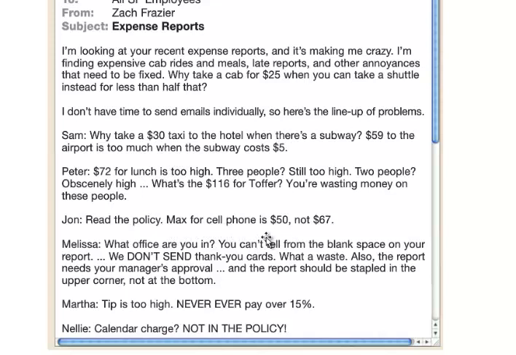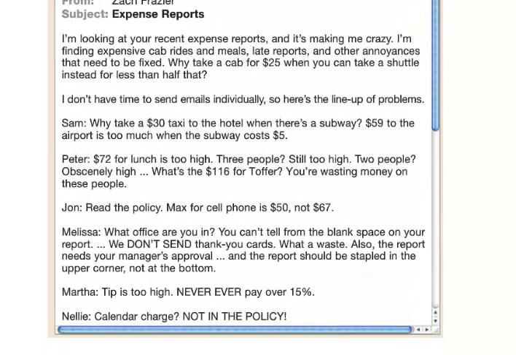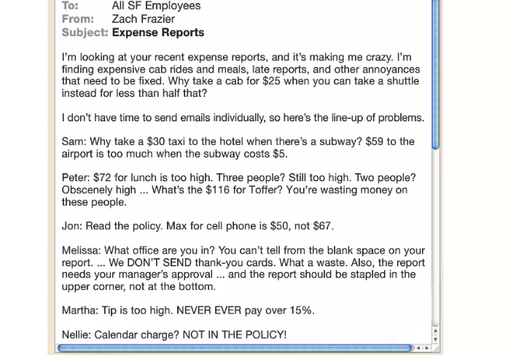He doesn't explain things. He says max for a cell phone is $50, not $67. Well, that's being too concise. That's not really quantifying anything. So when you rewrite these, criticizing this is the easy part. I mean, anybody can criticize these. There are some really terrible things about the way these emails are written.